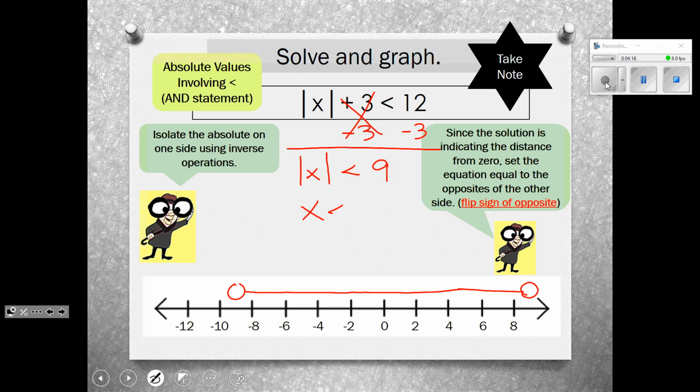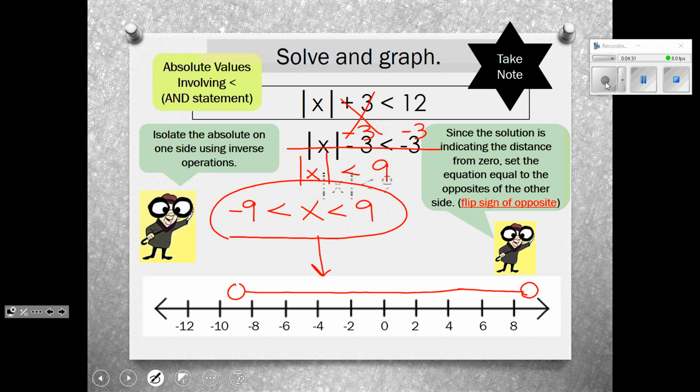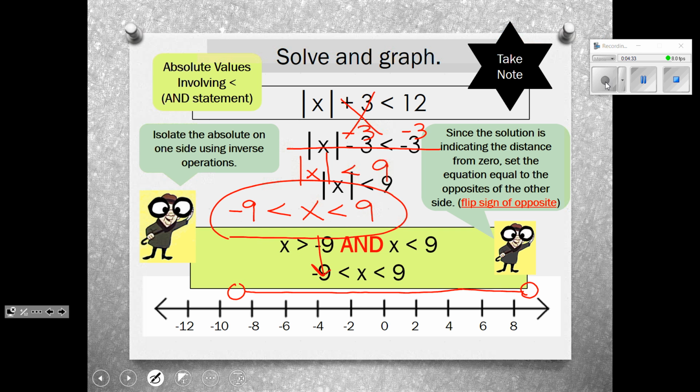So we have x is less than 9. X is greater than negative 9. This is exactly what the 2 separate equations said. It just says it in one equation, as indicated down here. So less is nest. So I'm going to solve less than equations with the one step.